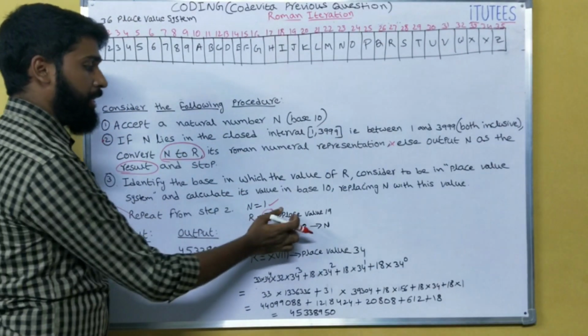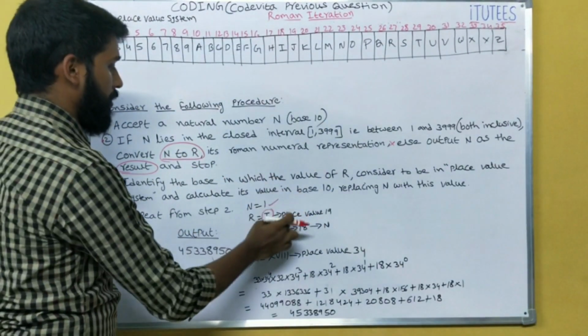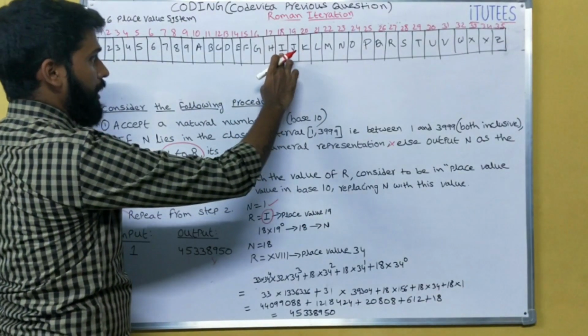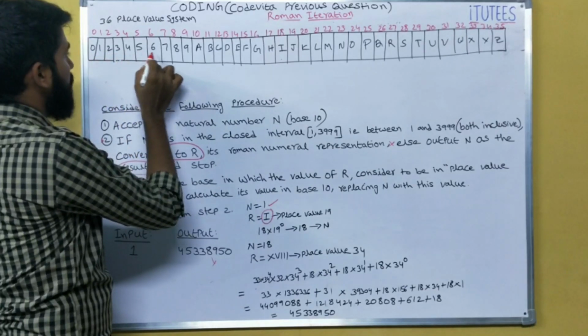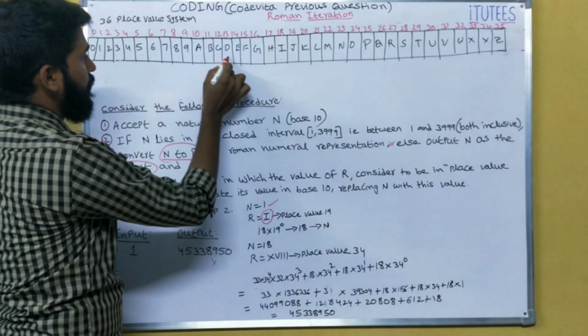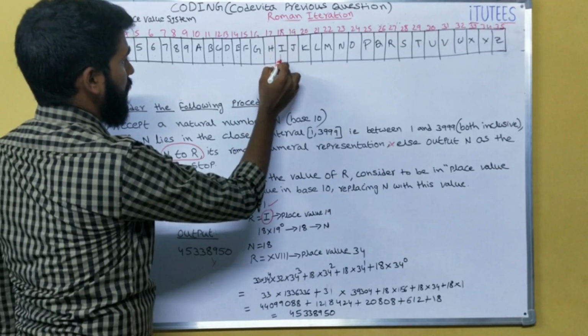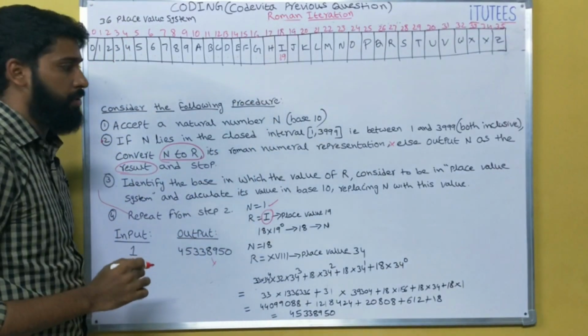So next find the place value. What is the place value of I? The place value of I is 19. Counting 1, 2, 3, 4, 5, 6, 7, 8, 9, 10, 11, 12, 13, 14, 15, 16, 17, 18, 19. So 19 is the place value.